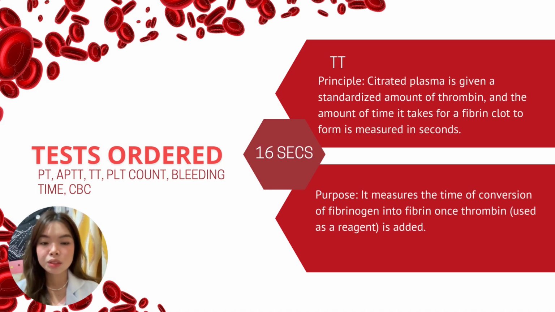For the next test, thrombin time, which measures the time of conversion of fibrinogen into fibrin once thrombin is added. The principle behind this test is that citrated plasma is given a standardized amount of thrombin and the amount of time it takes for a fibrin clot to form is then measured in seconds. The patient result is 16 seconds, which is also interpreted as normal.